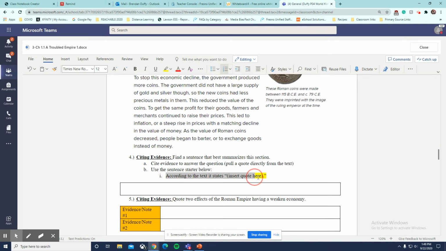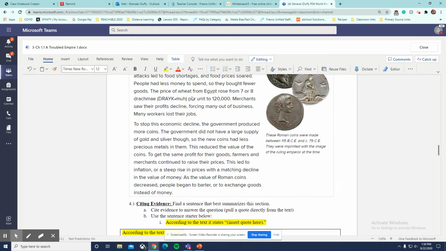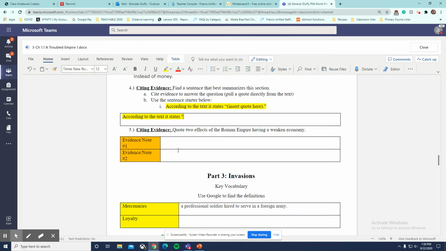Make sure you guys are using the sentence starters, and then you'll just insert your quote here. So you say, according to the text, it states, right? And you put your quote, your sentence from up here, right there.